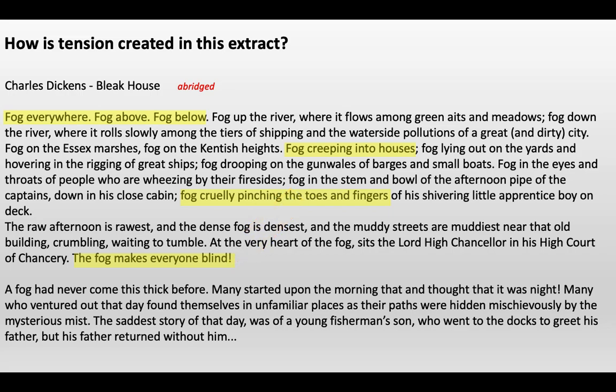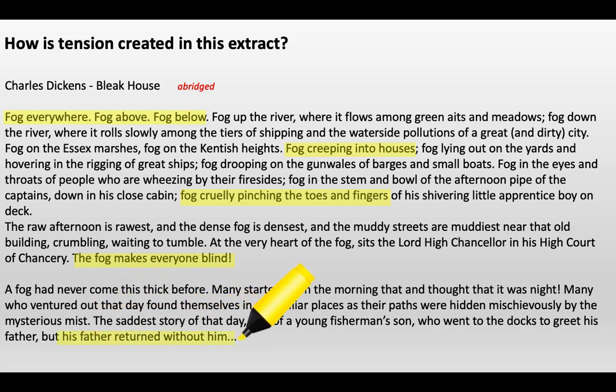We've then got the fog makes everyone blind. Now, of course, just that description that people are being blinded is tense. Obviously, taking away one of our senses as a human makes us more vulnerable. But we've got that sentence ending in an exclamation mark. And again, we looked at how exclamation marks make things seem urgent. If it's used after speech, it's usually said loudly. So we've got that exclamative sentence.